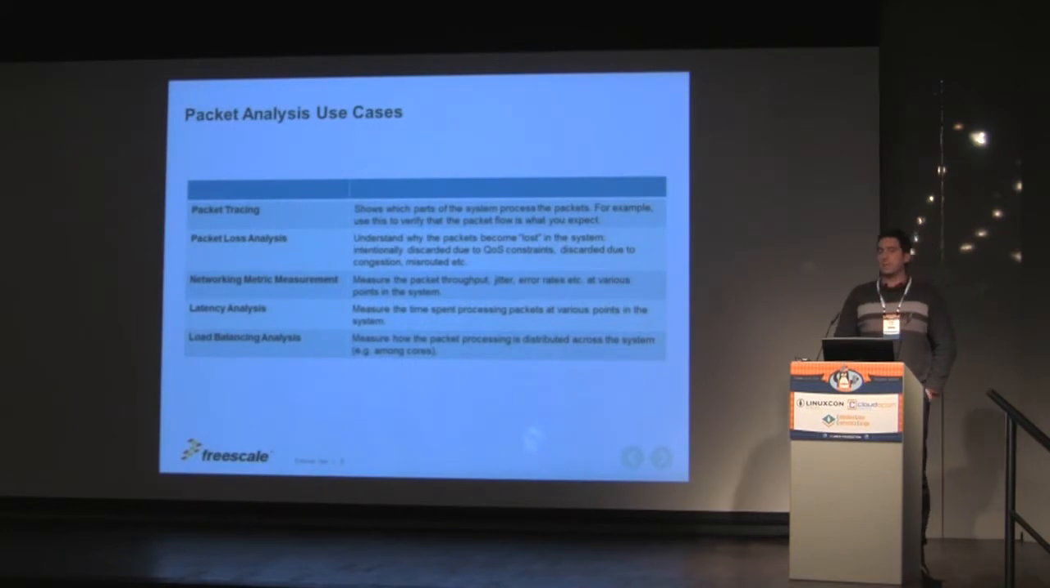These are the main use cases that we are targeting. Oftentimes, those who develop applications for networking simply want to trace their packets in the system so that they can confirm that the data flows on the expected paths. Or they want to understand why they're losing packets in the system. The packets may be discarded because there's a QoS, a quality of service application, for example.